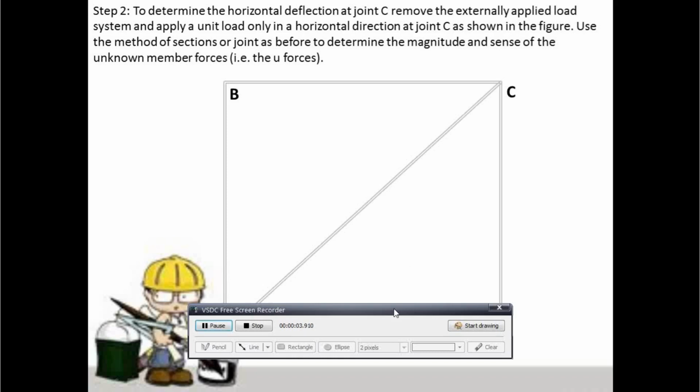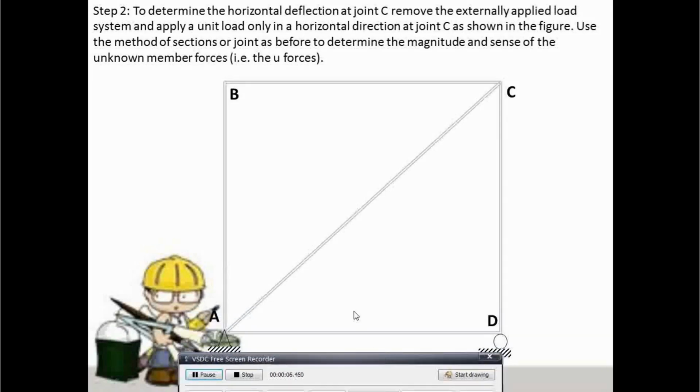Step 2. To determine the horizontal deflection at joint C, remove the externally applied load system and apply a unit load only in a horizontal direction of joint C as shown in the figure. Use the method of sections or joints as before to determine the magnitude and sense of the unknown member forces. Ano ibig sabihin ng step 2? Again, sa step 1, ang hinahanap natin ay yung mga internal forces ng beams due to the applied load. Ngayon, sa step 2 naman, alisin natin lahat ng mga external forces.